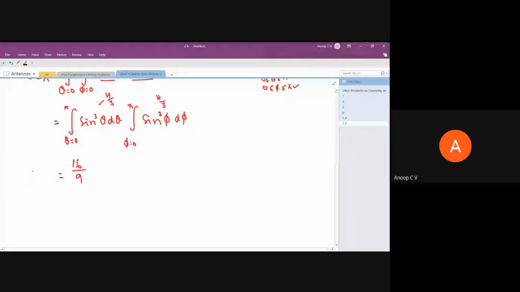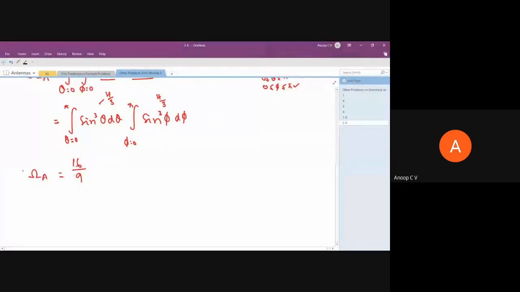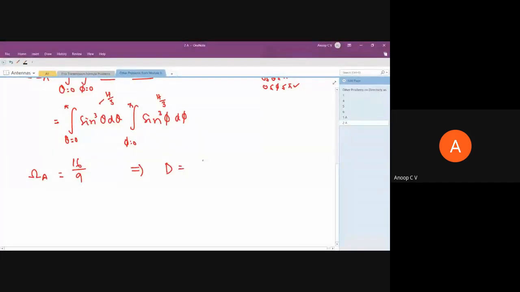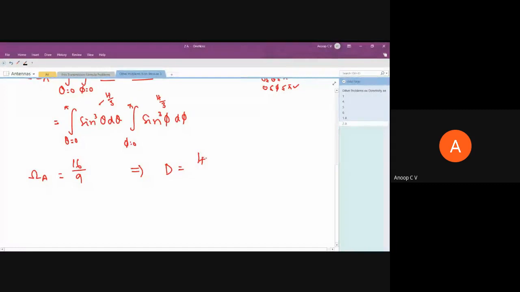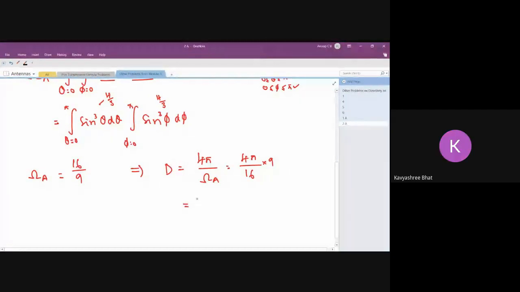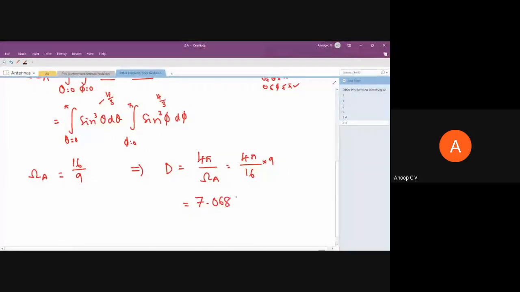So omega A is actually 16 by 9, which implies the directivity using the actual method is 4 pi by omega A, that is, 4 pi divided by 16 by 9. So what is the answer? 7.068. This is the actual value.